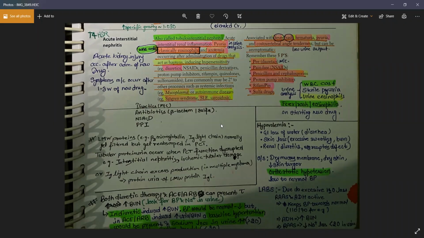If you give the patient ACE or ARB therapy, they can increase the BUN and creatinine, and in that case, you'll be having a loss of kidney function also. And that's why the sodium loss in the urine will be increased. It is more than 20.